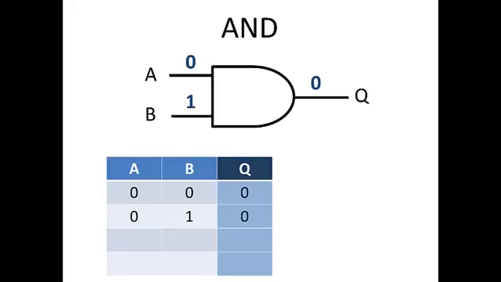So if we input 0 and 1, we still get a 0 output. 1 and 0, we still get a 0 output. The only way to get a 1 out of Q is if we put 1 for A and 1 for B on the input side. That's the AND function.